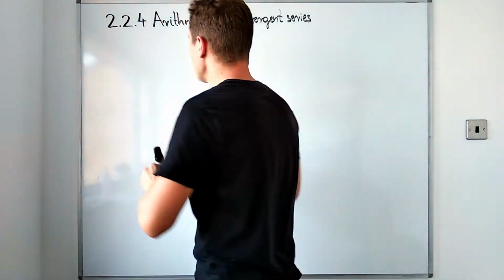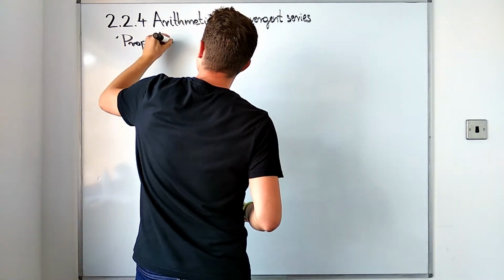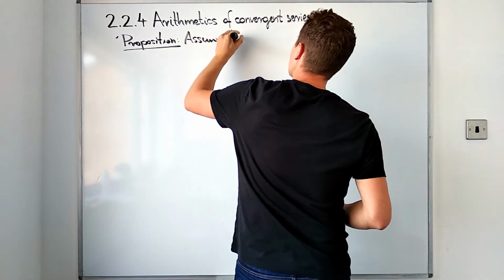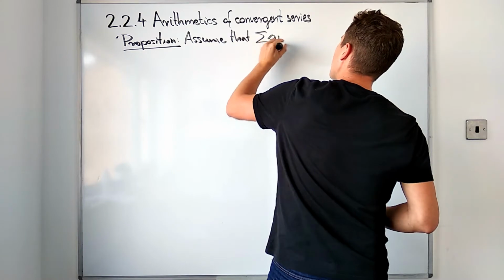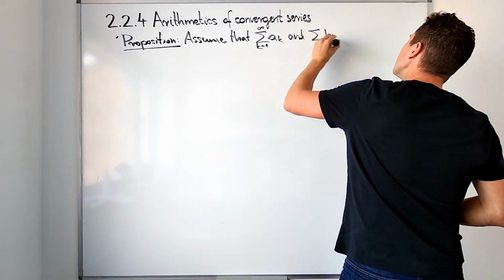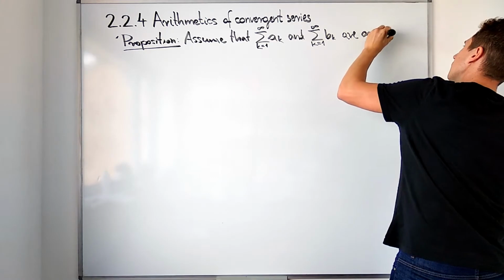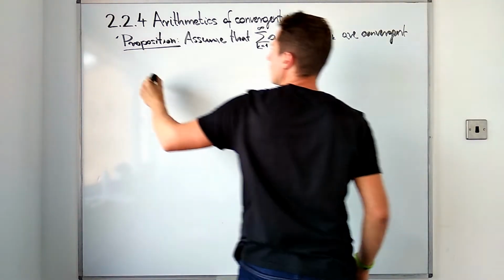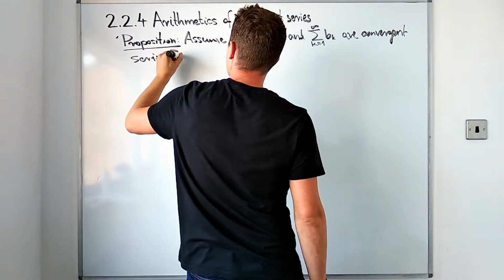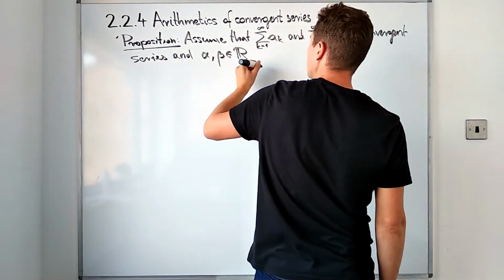So our proposition is just formulating this. So assume that the sum of ak with k going from 1 to infinity and the sum of bk with k going from 1 to infinity are convergent series, and alpha and beta are some real numbers that are arbitrary.